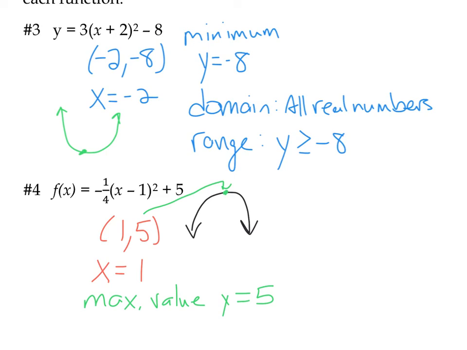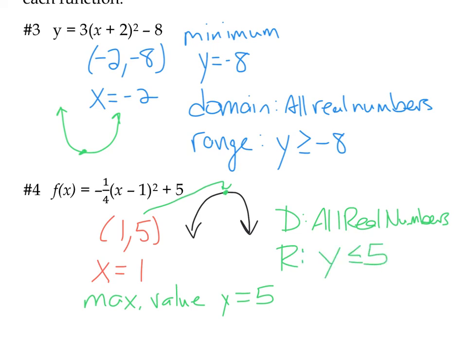The domain is still all real numbers. We can have any number we want as an x value. The range is y is less than or equal to 5, because the y value is going to have a maximum value of 5. That means y could be 5 or anything less than 5.